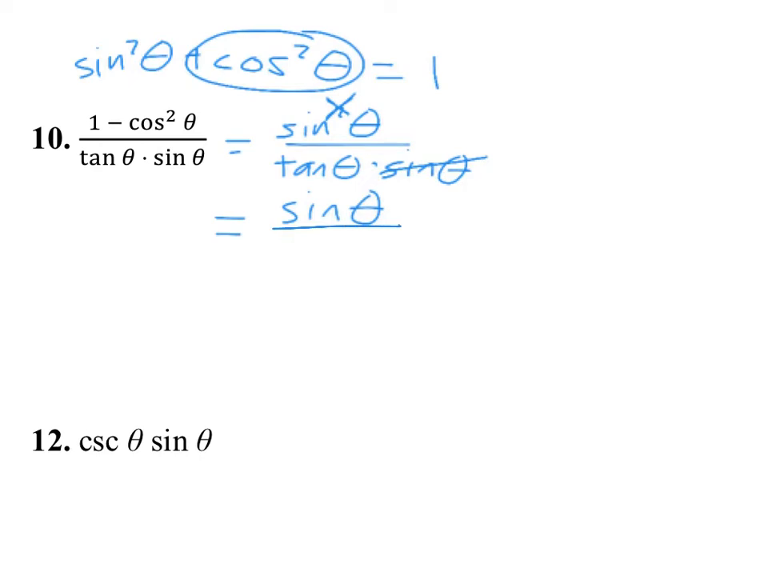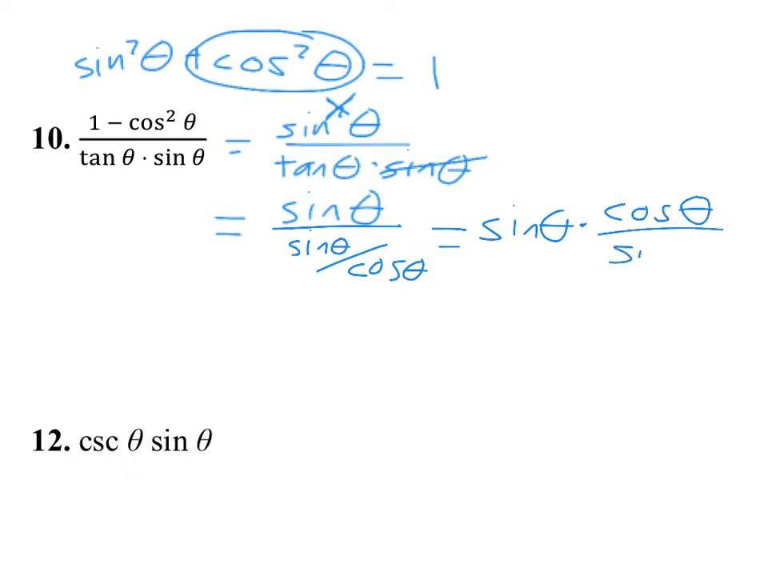And remember that tangent is sine over cosine. And we know that when we divide by a fraction, that's the same as multiplying by the reciprocal. So now these sine thetas cancel out, and we're left with cosine theta.